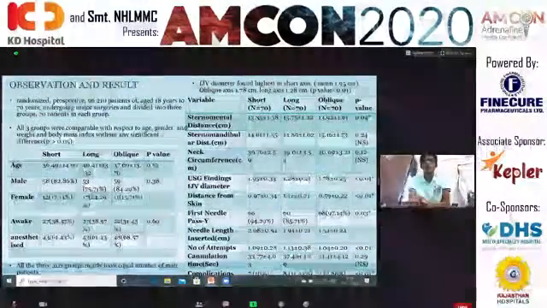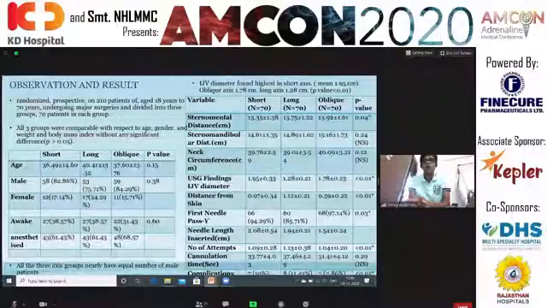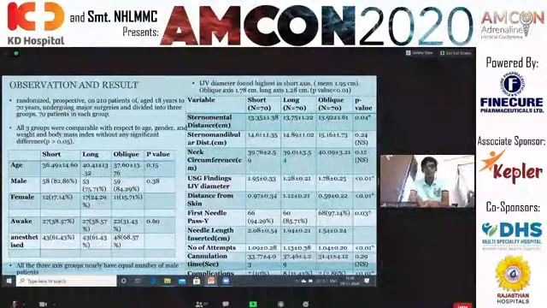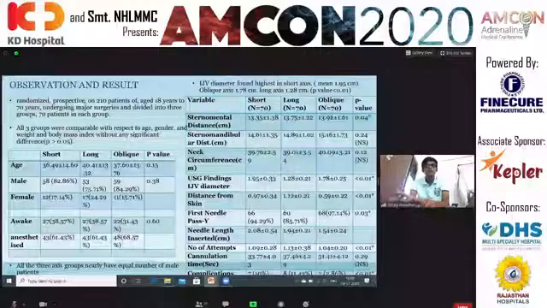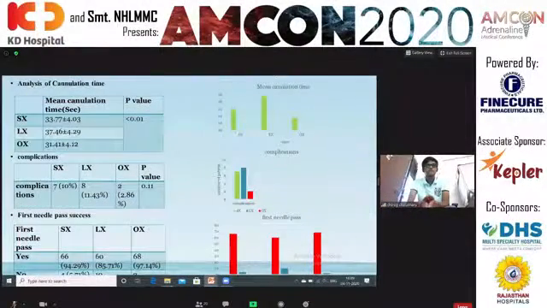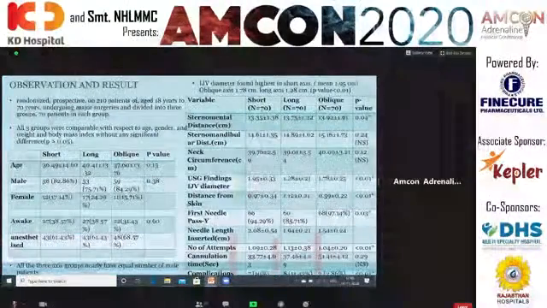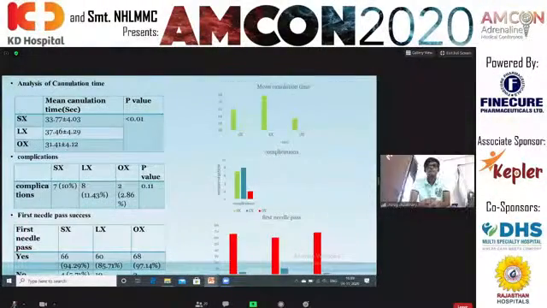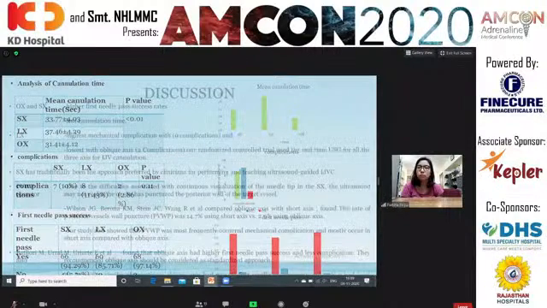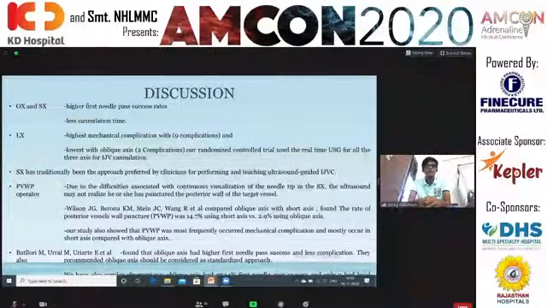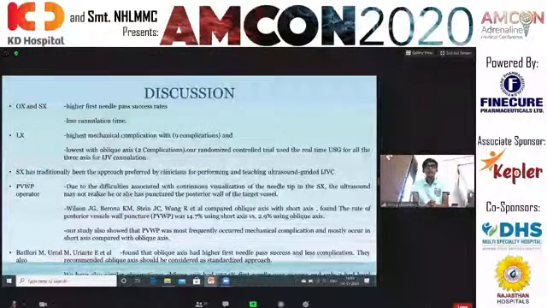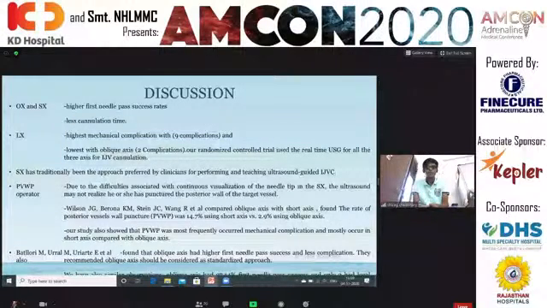First needle pass success rate was 97 percent, and the number of attempts was less in that view, and cannulation time was also less in that view. Next, please. These are the results. We found a mean cannulation time of 30 seconds in oblique axis view, which was less than the two other views. The complications were also less in oblique axis view, which were two due to mechanical trauma.